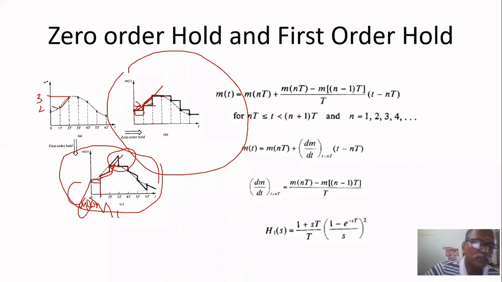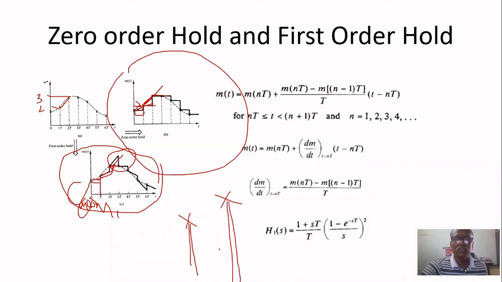But if you take any two consecutive values, then you can find the slope. This is how to find the slope between 2 points. What is the slope between these 2 points? Find the difference between these two heights, then divide by this time. You will get the slope.